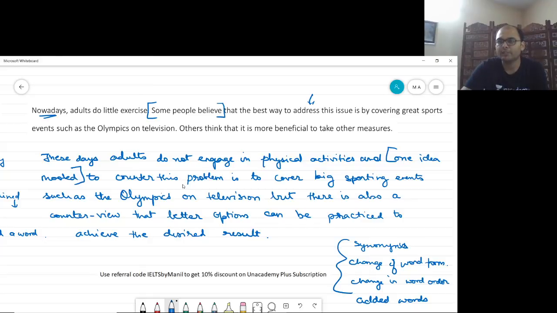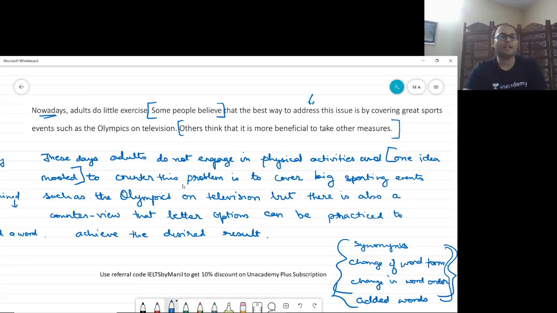Okay, so these are the four strategies that I have used in this particular paraphrase to come to our paraphrase for this particular sentence. So change in word order and added words have been used for the last part of the sentence, and then also at the same time change in word form and synonyms have been used pretty much across the sentence, but mostly in the first and the second part of the sentence.